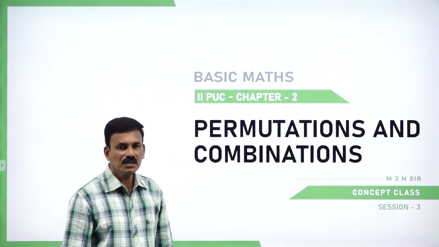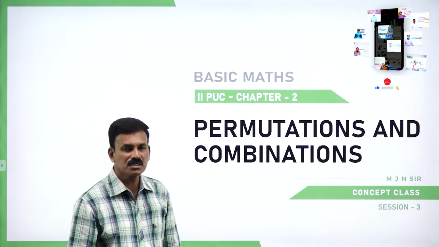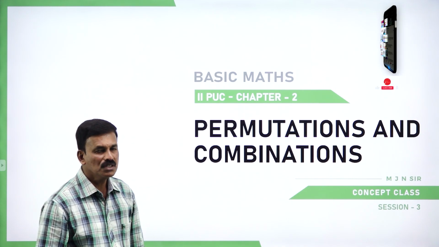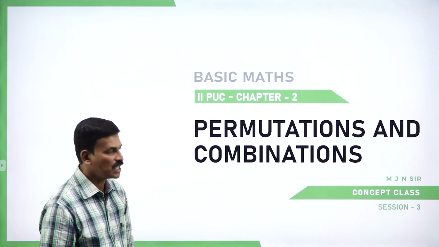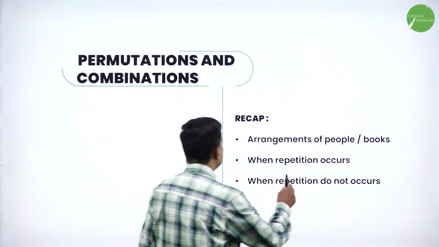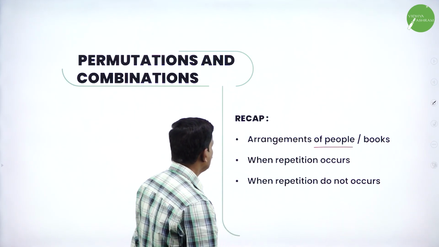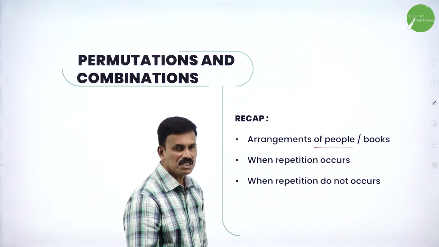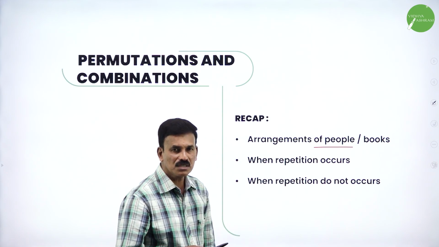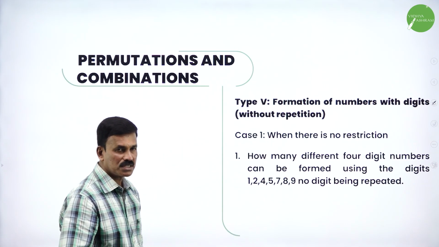So, in my previous class we have discussed a few problems on permutations and combinations in all types 1, 2, 3 and 4. Today also in this session I am going to take a few more problems based on those types. In the previous class we studied the arrangement of people and books, when repetitions occur and when repetitions do not occur. Now in this session, I am going to take a few more problems based on this.